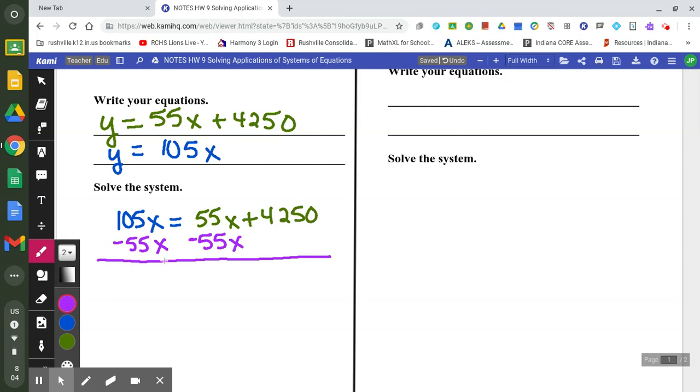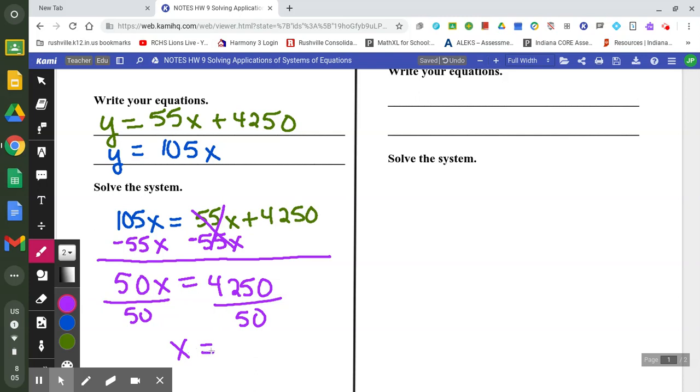to break even. So 105 minus 55 gives us 50. So we have 50x equals, and those cancel, 4,250. We're going to divide that by 50. So the number of bikes that the company needs to sell in order to break even would be 85 bikes. And on this one, that's all they ask us. So we only have to find the X value.